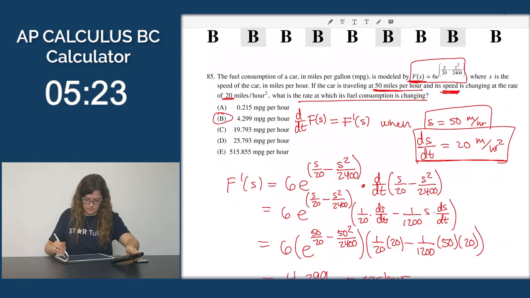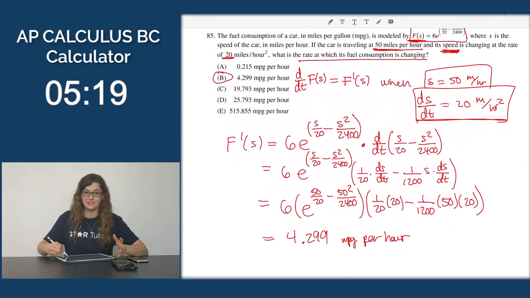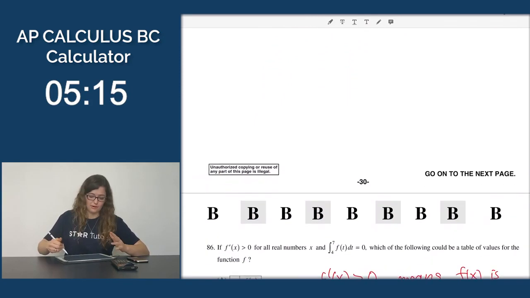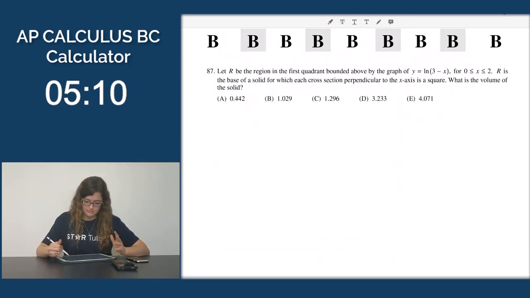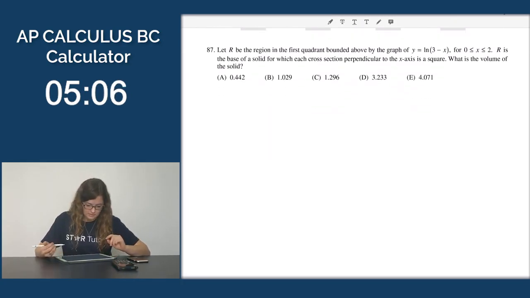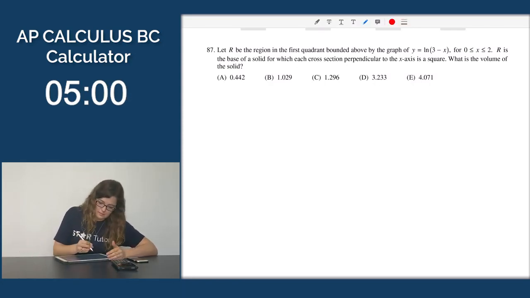Okay, so we got a little bit over 5 minutes left. We're definitely not going to have time to solve all the rest of the problems, but that's okay. I've taken my time. I've done the ones that I knew or had at least a way to start. And whatever ones I have left, I'm going to guess because there's no guessing penalty. Let's see if we can do one more. Okay, I'm going to do this volume one rather than do that polar coordinate one.